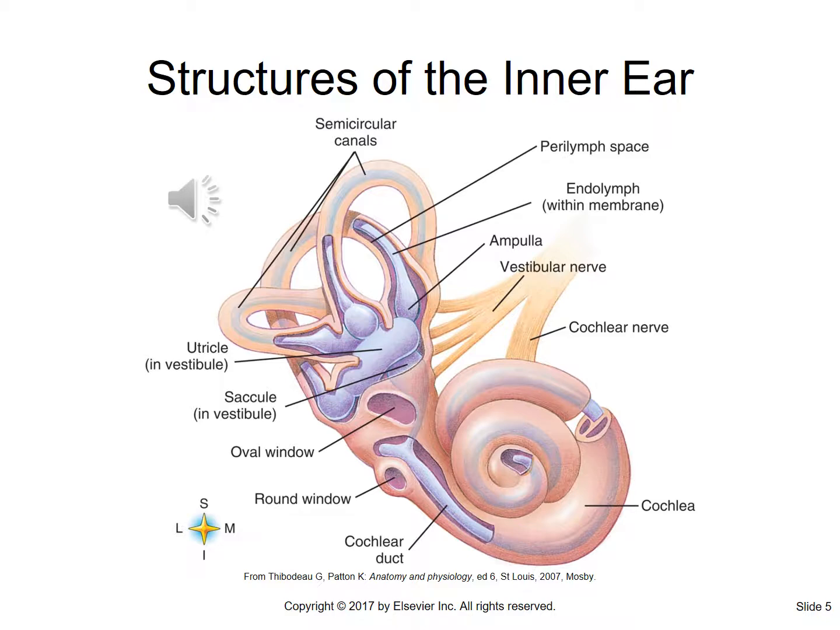The pressure that builds up on the oval window is eventually transmitted through the stapes, which presses onto the cochlea. So this is all part of the transmission of sound waves. Our auditory nerve helps carry the sensory information from the cochlea to the brain.